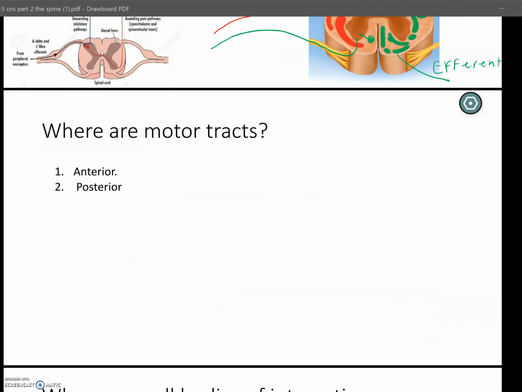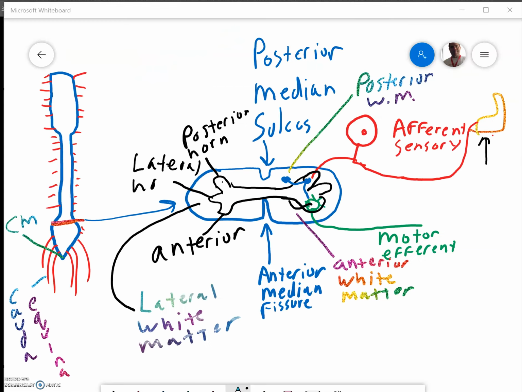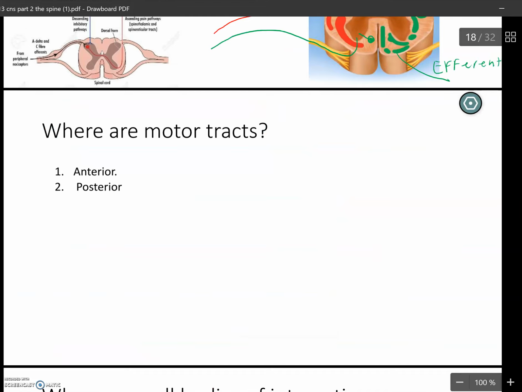So let's check for understanding. Where are your motor tracks? Anterior or posterior? Well, according to this, motor signals are going out the front, so the motor tracks must be in the anterior white matter. So it is anterior.